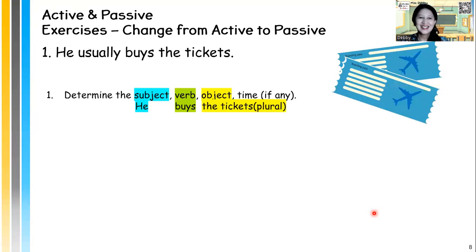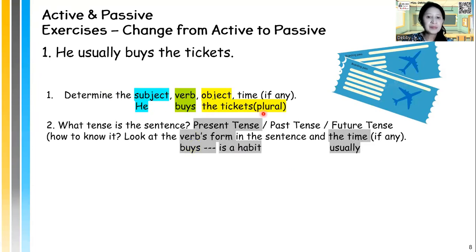Next, this one: he usually buys the tickets. So, we determine the subject, he, the verb, buys, the object, the tickets, which is plural, yeah? So, what tense is this sentence? Present tense, right? Because buys is a habit. And then the time is usually.